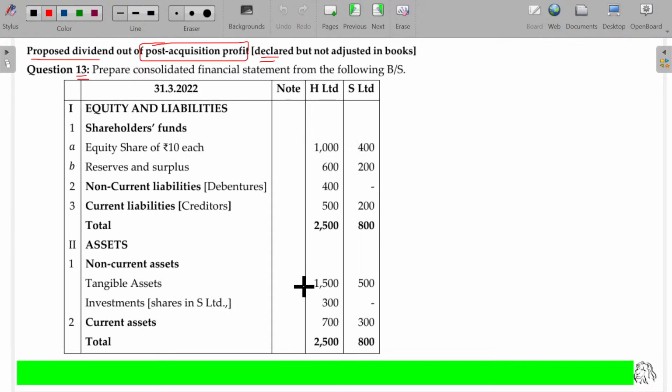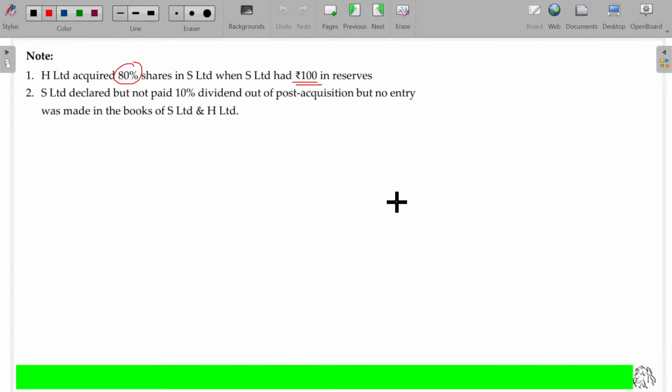Right. So the ratio being 80% and 20%. Reserves and surplus 200 total, or capital profit being 100 as on the date of acquisition. S Limited declared but not paid 10% dividend out of post acquisition profit, but no entry was made in the books of S Limited and H Limited.